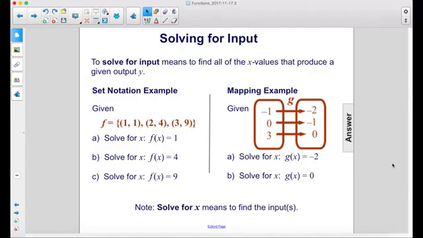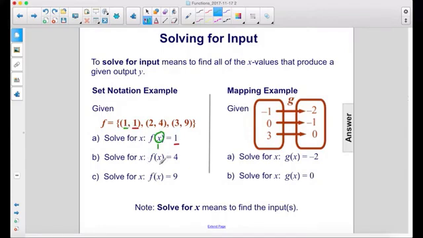Solving for input. To solve for input means to find all of the x values that produce a given output y. Set notation example. All right, given f is a set of points, what we're going to do is move backwards. So solve for x. F of x equals 1. So if the y output value is 1, all we do is go and look to see where the y values are 1. And in this case, it's here. So the answer, the x we're looking for, is also 1.